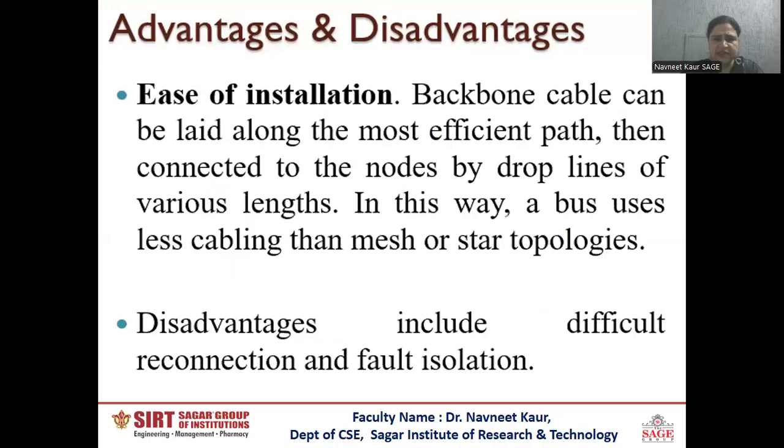Now coming to the advantages. Here it is easy to install because the backbone cable can be laid along the most efficient path, which is then connected to the nodes by drop lines of various lengths. In this way, a bus topology uses less cabling than mesh or star topology. The disadvantage is that there is difficult reconnection and fault isolation. If we want to include any other device in the bus topology system, since the cable is running along the most efficient path, the inclusion of the new device will be difficult. It will also be difficult to isolate and detect the fault.